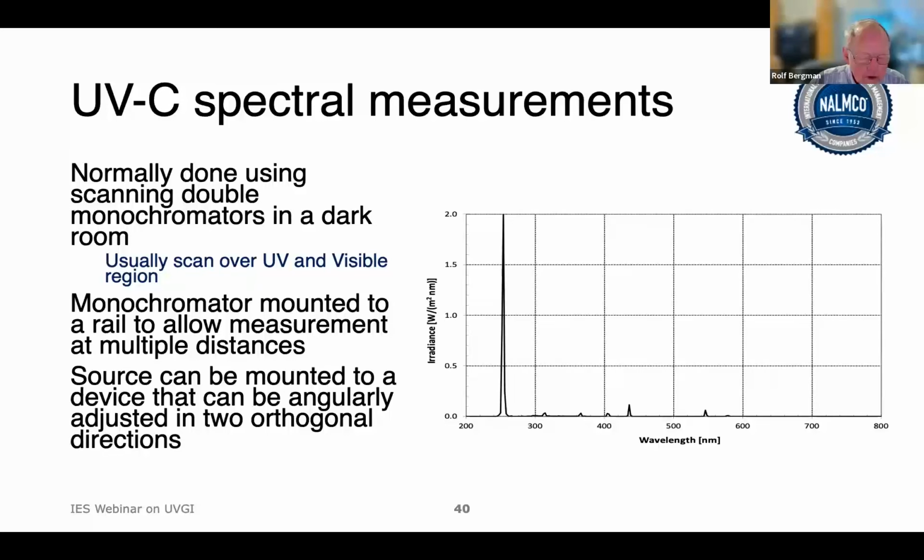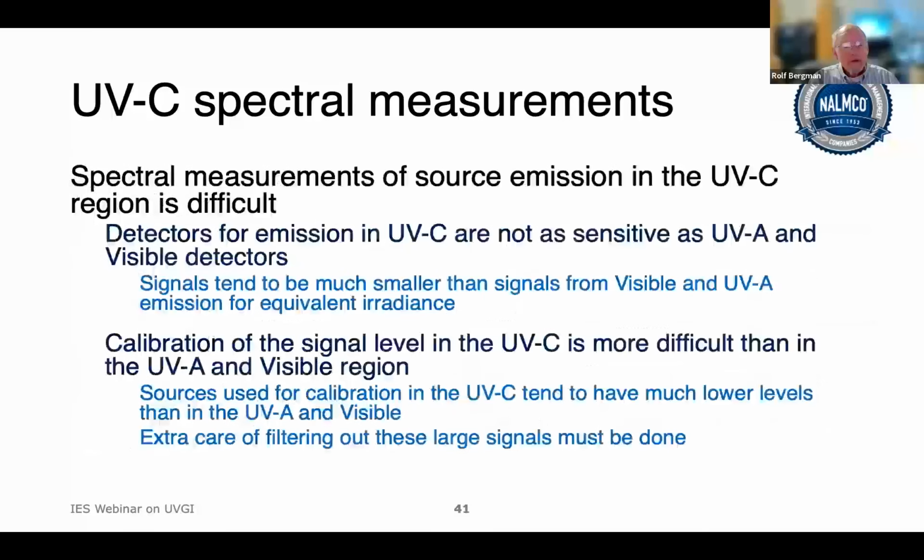You can also mount the source on the rail on a mounting device that can rotate in two angular, orthogonal directions. So you can rotate it up and down and rotate it horizontally. This way you can obtain spectral data at an angle if that is important. For low pressure mercury and LEDs, it usually is not important. The spectra does not change, but for excimer sources, it does, and so it becomes important in that case.